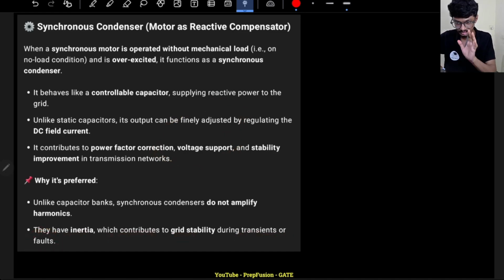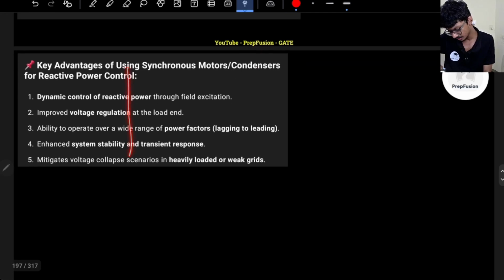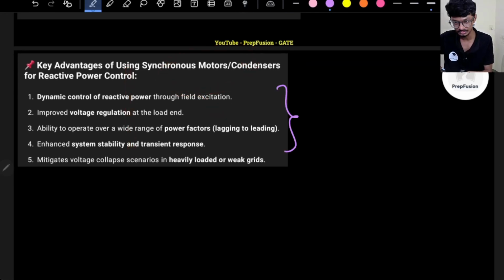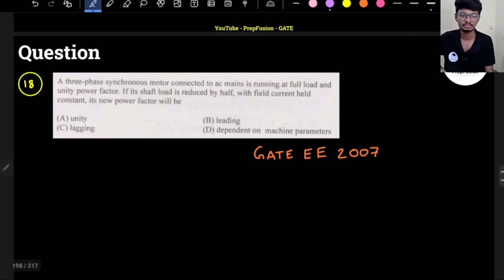So this you will understand in power systems. You can neglect this one. So these are the key advantages of synchronous condensers. Not that important from the GATE point of view. For the EC point of view, you can go through this. Okay, let's solve a few questions. Through this we will understand whatever we have discussed.